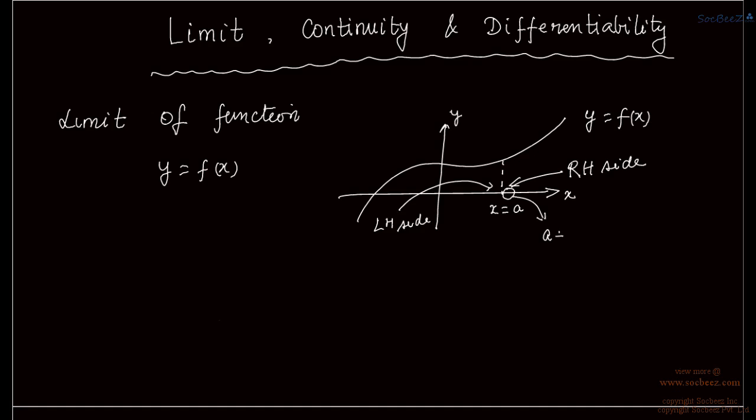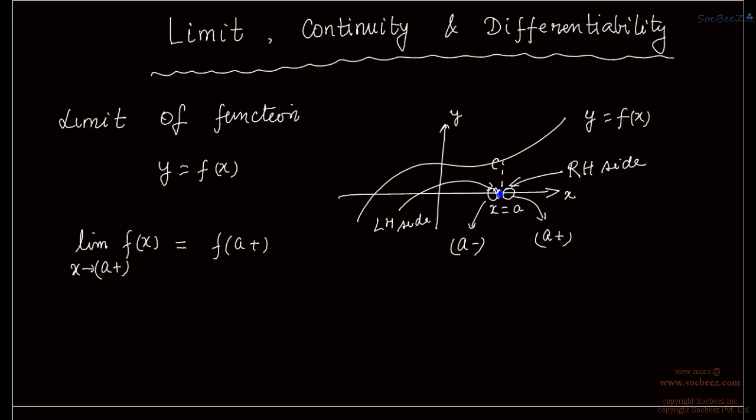Let us name this point a plus, and this is point a. Let me denote this point by another color. This is point a, and these two circles are a plus and a minus. So we want to see the behavior of the function y is equal to f(x) at limiting points, that is x is equal to a plus and x is equal to a minus. So we call it the limit of a function, right? So limit f(x) as x tends to a plus. What is its value? Its value is, say, f(a plus), right?